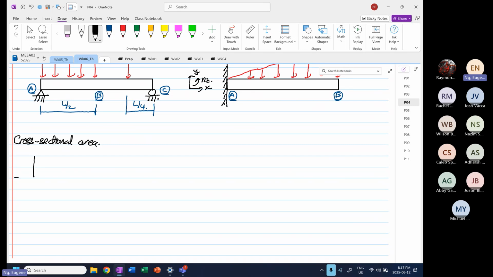It changes. So now this is Y, this is Z, and because of the view that we're drawing, this is rotation in the X. Okay, so we're going to have three different cross-sectional areas. The first cross-sectional area looks like this. Okay, like a T.